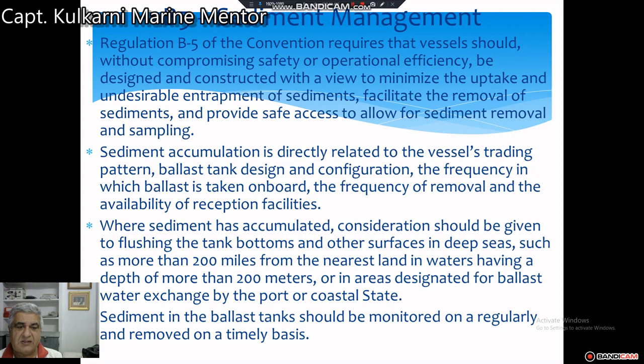It very clearly is mentioning, watch out for this. In case you are carrying out any ballast water exchange, double check whether the port has designated a ballast water exchange area, because once you reach the port, they will ask, is this area designated or not? Sediments in the ballast tank should be monitored regularly and removed on a timely basis. It has to be either 3 monthly or 6 monthly, otherwise they will have unnecessary weight and your cargo carrying capacity will, number one, reduce. Number two, it is also spoiling the pumps and machinery. So the sediments have to be regularly removed.